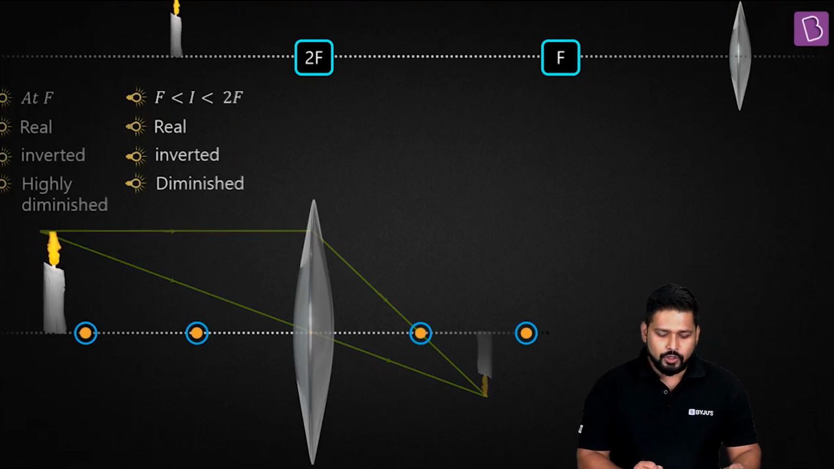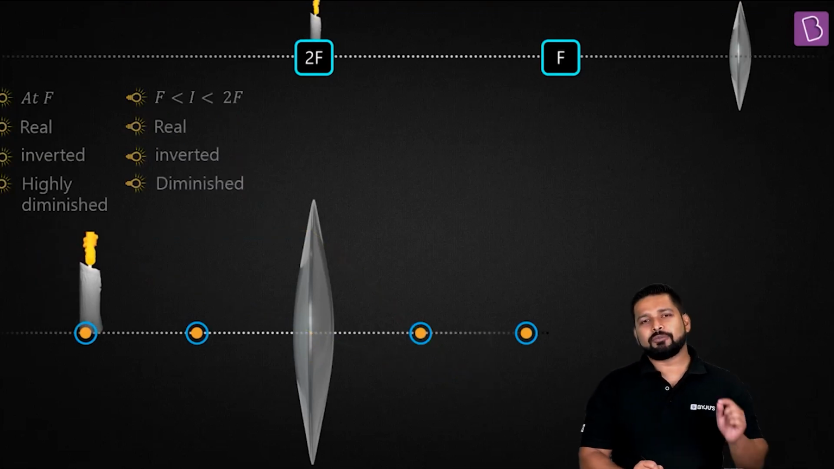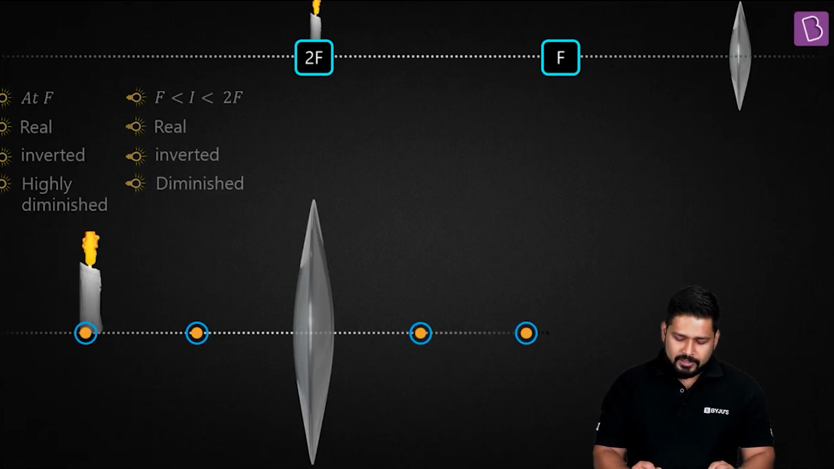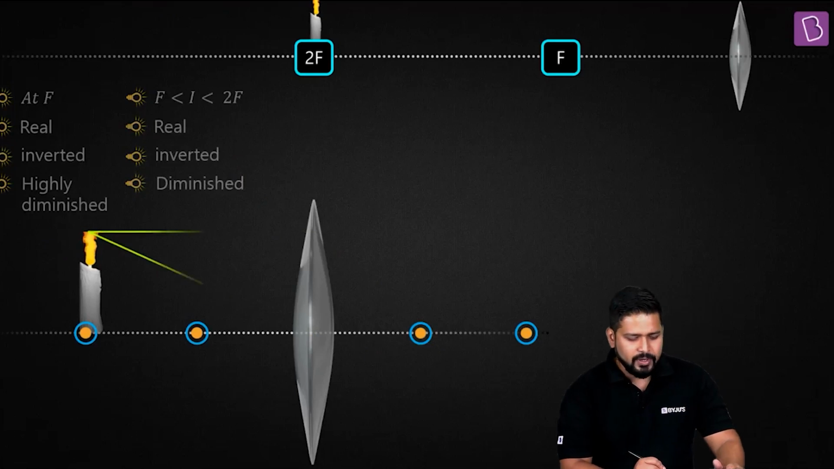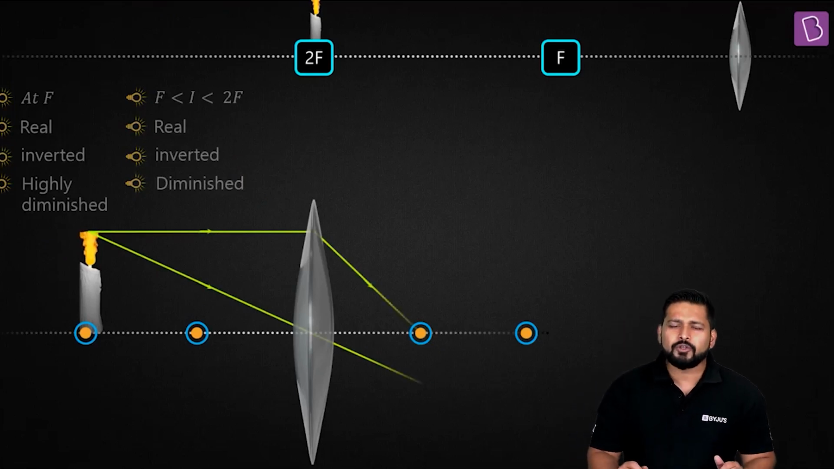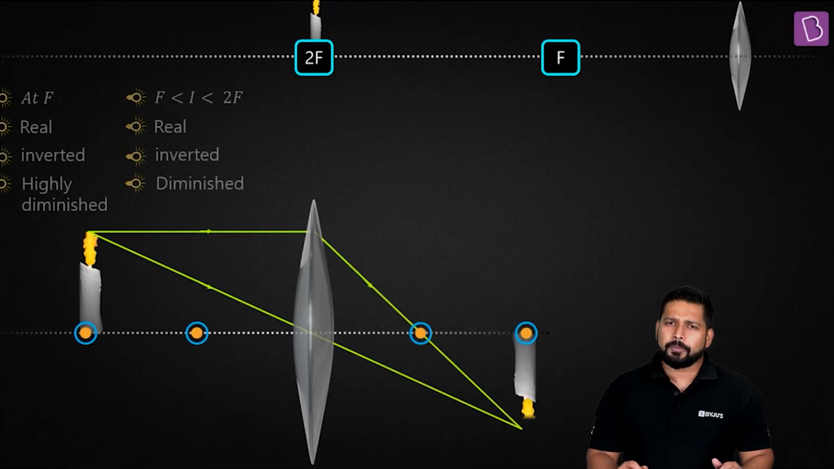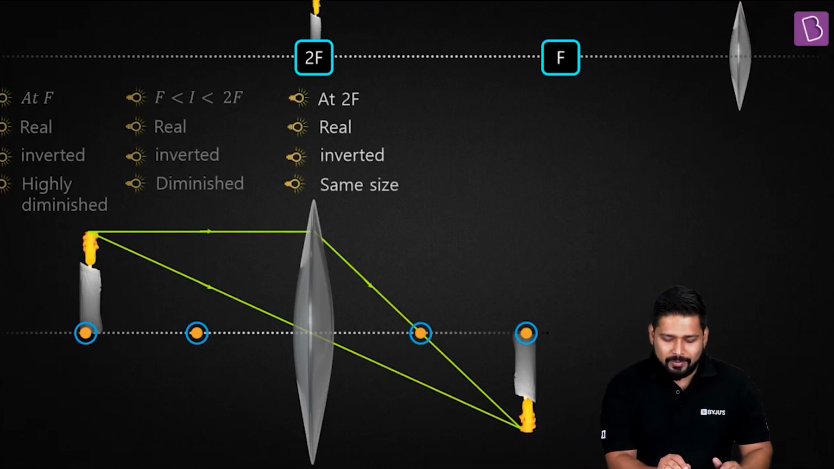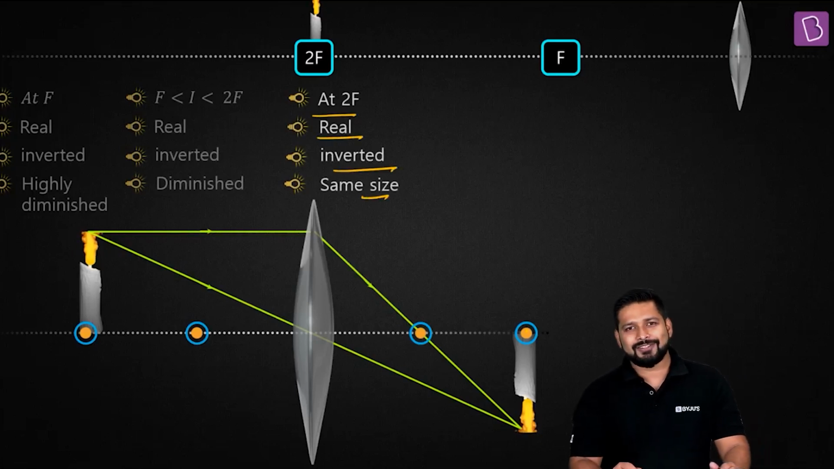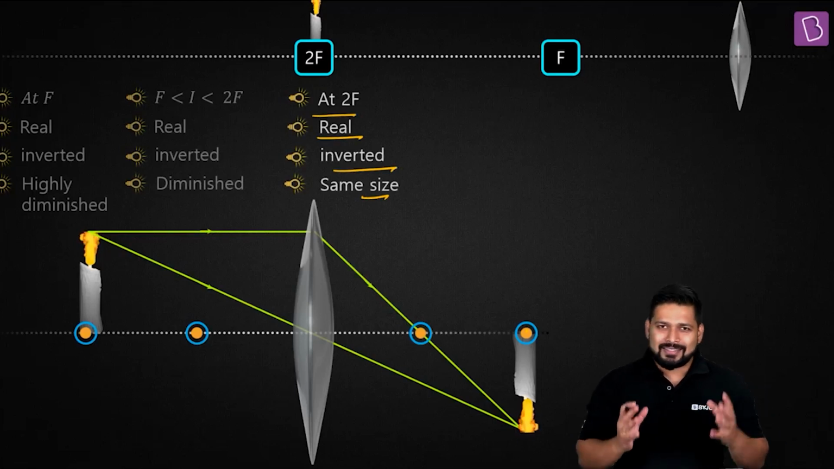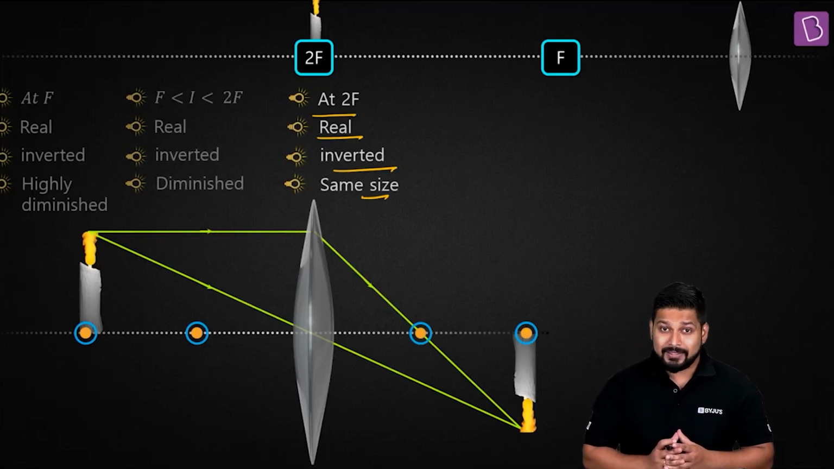Next, let's keep it at 2f itself. Let's bring the object at 2f. Then what happens? Again, we need to trace it by drawing the ray diagram. Again, two rays, one ray parallel to the principal axis, another one passing through the optical center, going undeviated. And what do you see in this case? You obtain the image exactly at this particular point, which is at 2f. So you are getting an image at 2f, the image is real, it is inverted, and it is of the same size. Now remember that this is an equiconvex lens.